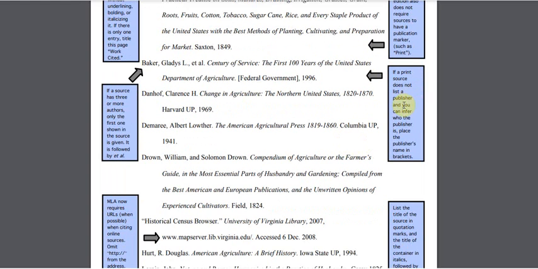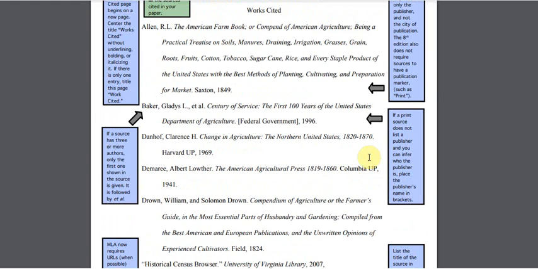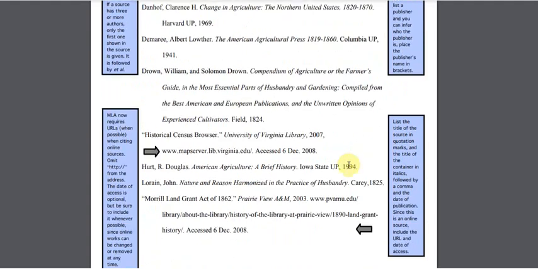If a print source does not list a publisher, and you can infer who the publisher is, place the publisher's name in brackets. That will happen sometimes. You will not have a publisher listed, so you want to just infer and take a shot in the dark, and it's going to be enough, right? In this case, it's the federal government, the Department of Agriculture, that's going to be the federal government.